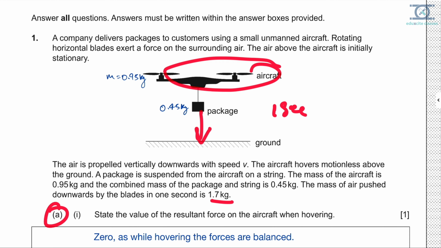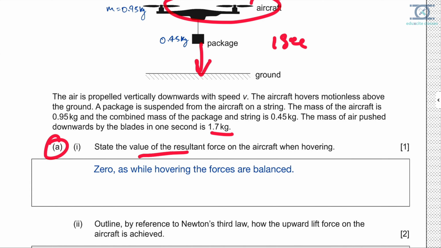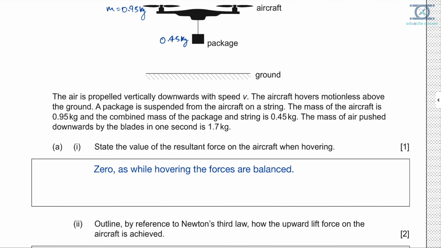Now in the first part, state the value of the resultant force on the aircraft when hovering. We know that when hovering it is stationary, it is not moving either upward or downward. In that case the downward force must be equal to the upward force, or the vertical forces must be balanced. So the answer is 0, because the resultant force will be 0 as the forces are balanced while hovering. This is of 1 mark only.